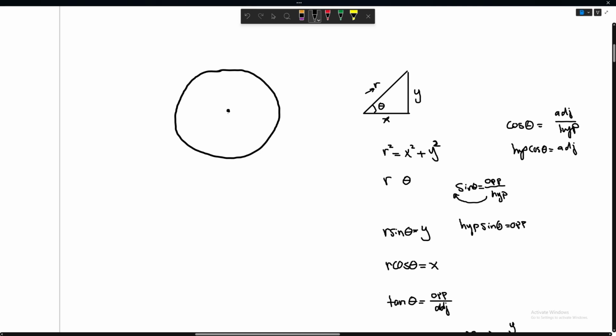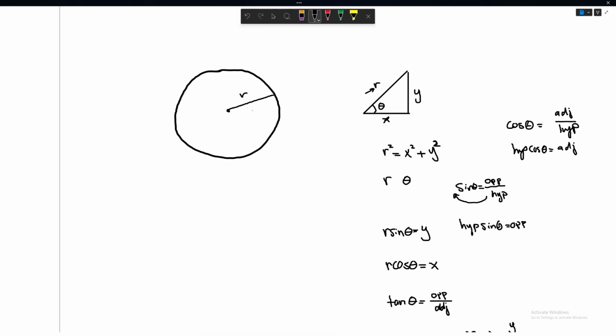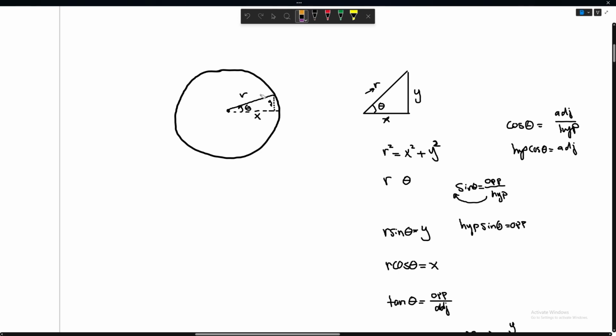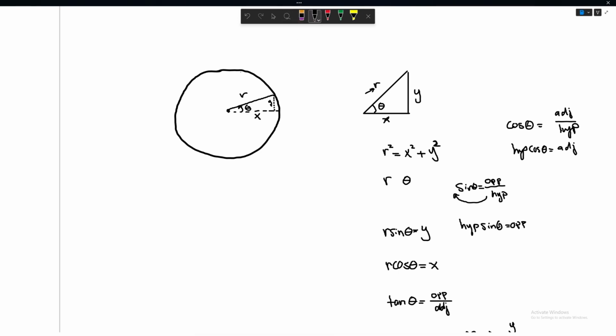And so when you look at a circle, if I give you r, and I give you theta, which is counterclockwise from my x, then you should be able to give me my y and my x. That's a horrible looking x. But see, it's not that complicated. You guys already know all of this.